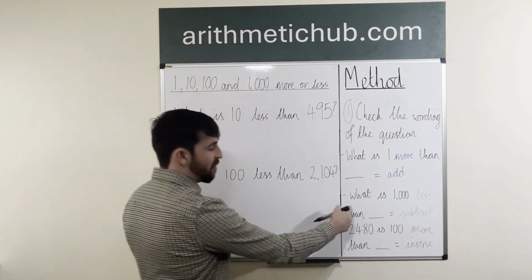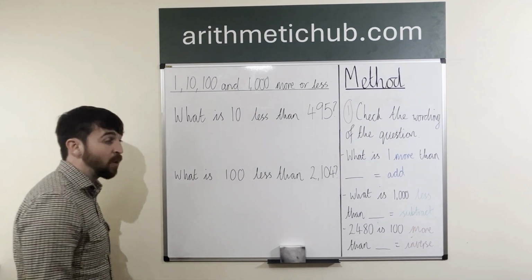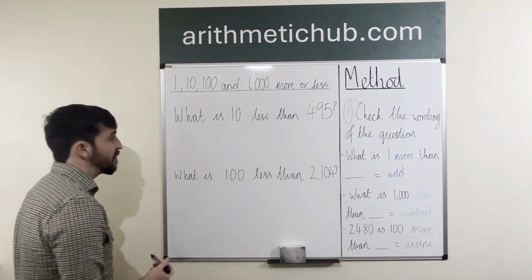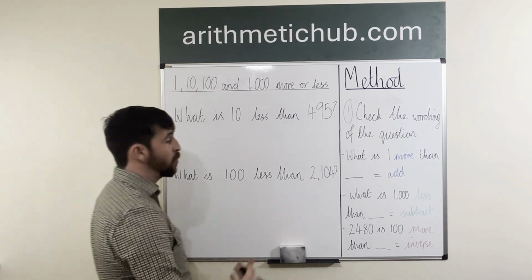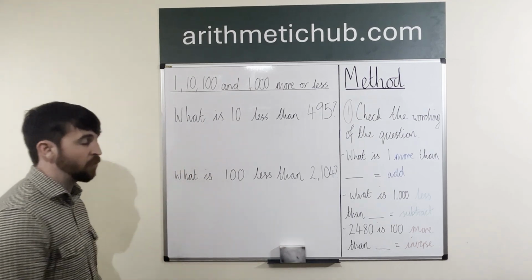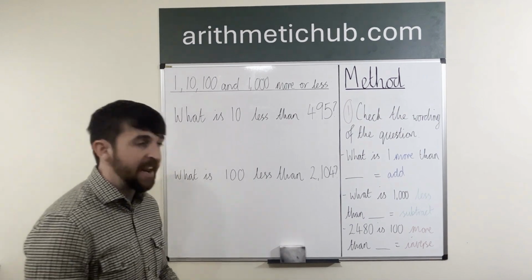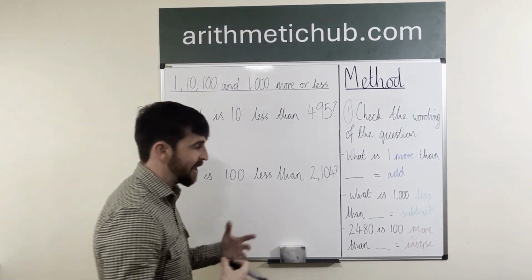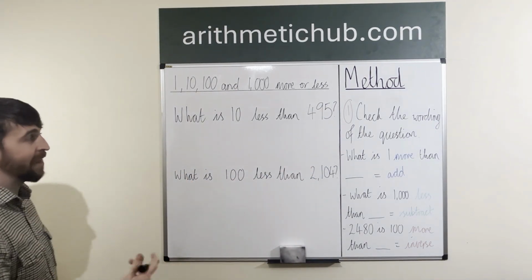So we're now moving on to our second part of the method where we have to check the wording of the question. The wording of the question has changed slightly because now it says what is 10 less than 495 or what is 100 less than 2,104. So it fits with this structure, doesn't it? What is 1, 10, 100 or 1,000 less than a given number? That is our given number and we're looking for however much less than.